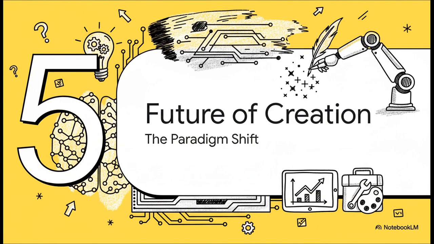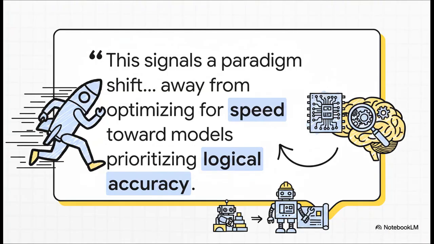What does this massive shift really mean for the future of creativity? Ultimately, what we are witnessing is a true paradigm shift in the AI market. For years, the big race was all about who could be the fastest. But now, with tools like Nano Banana Pro, the focus is shifting to intelligence. The most valuable models are becoming the ones that prioritize logical accuracy and a deep, contextual understanding of the world.